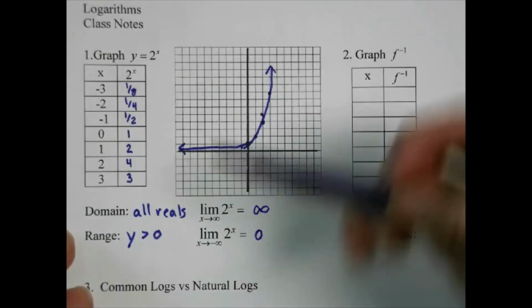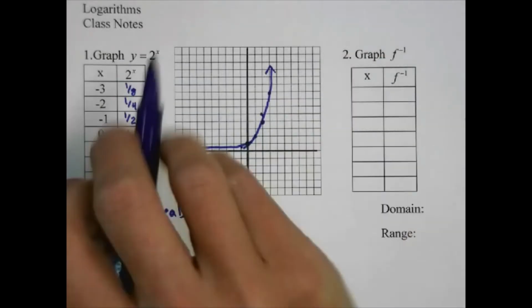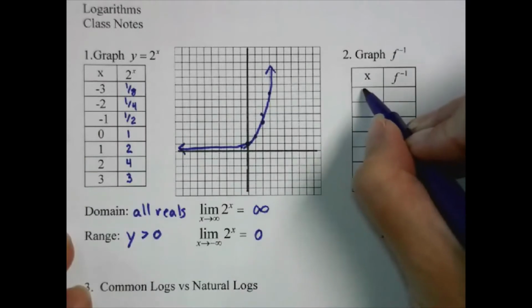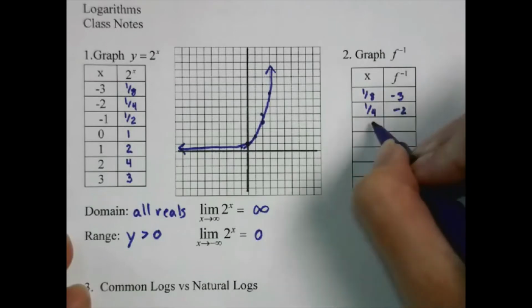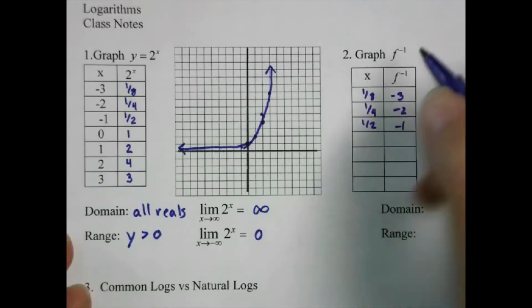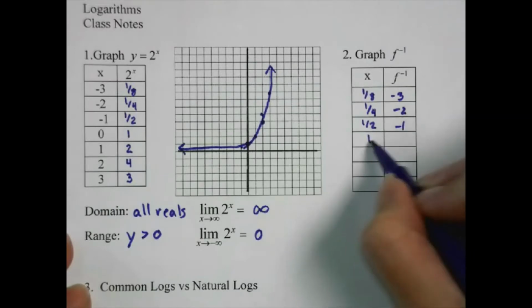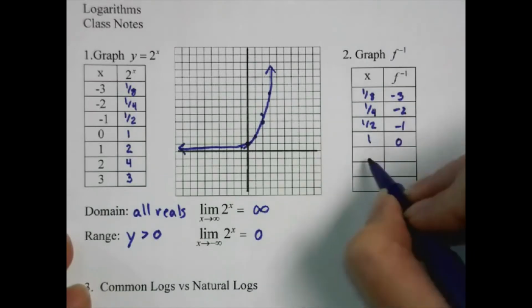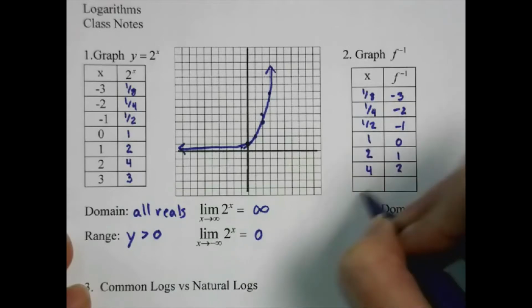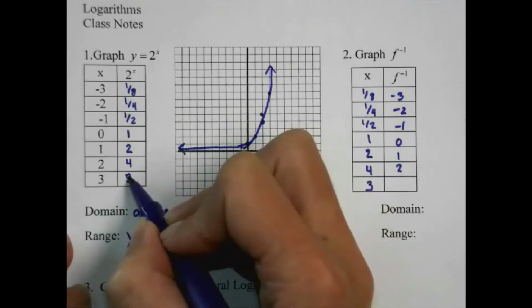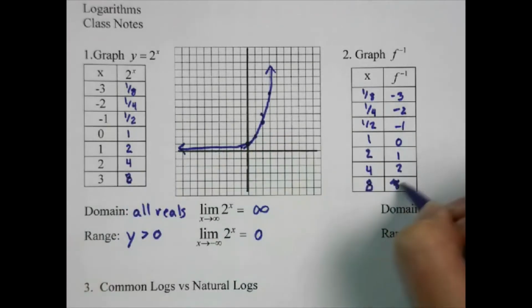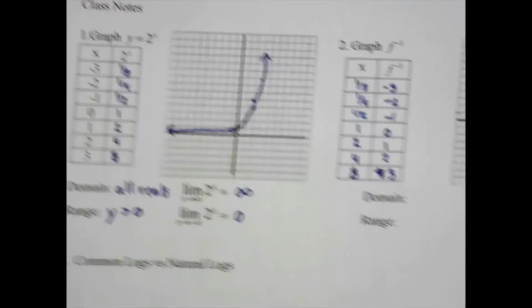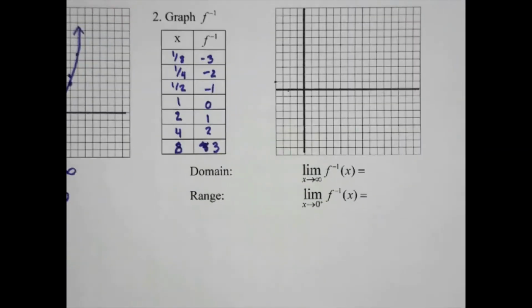For the graph of the inverse, I'm going to take these and switch the x and y. So we're going to have 1/8, negative 3; 1/4, negative 2; 1/2, negative 1; 1, 0; 2, 1; 4, 2; and 8, 3, sorry. Okay, and then we'll graph those here.